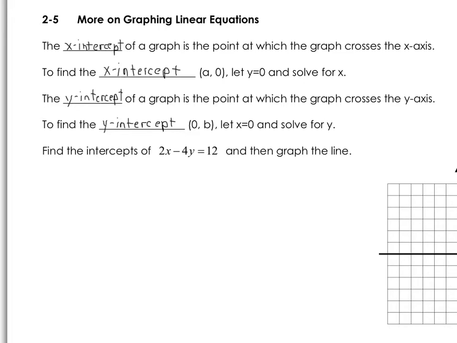The y-intercept of a graph is the point at which the graph crosses the y-axis. To find the y-intercept, (0, b), let x equal 0 and solve for y.